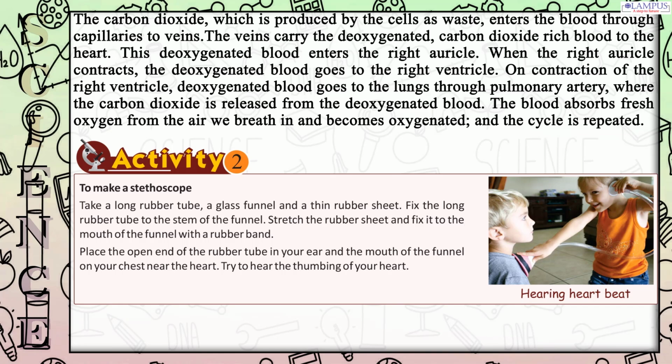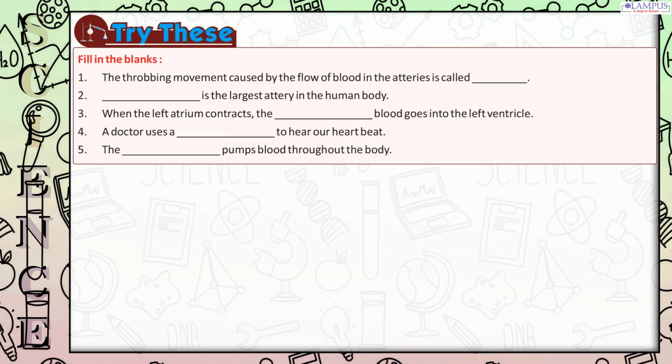Activity 2. To make a stethoscope, take a long rubber tube, a glass funnel and a thin rubber sheet. Fix the long rubber tube to the stem of the funnel. Stretch the rubber sheet and fix it to the mouth of the funnel with a rubber band. Place the open end of the rubber tube in your ear and the mouth of the funnel on your chest near the heart. Try to hear the thumping of your heart.